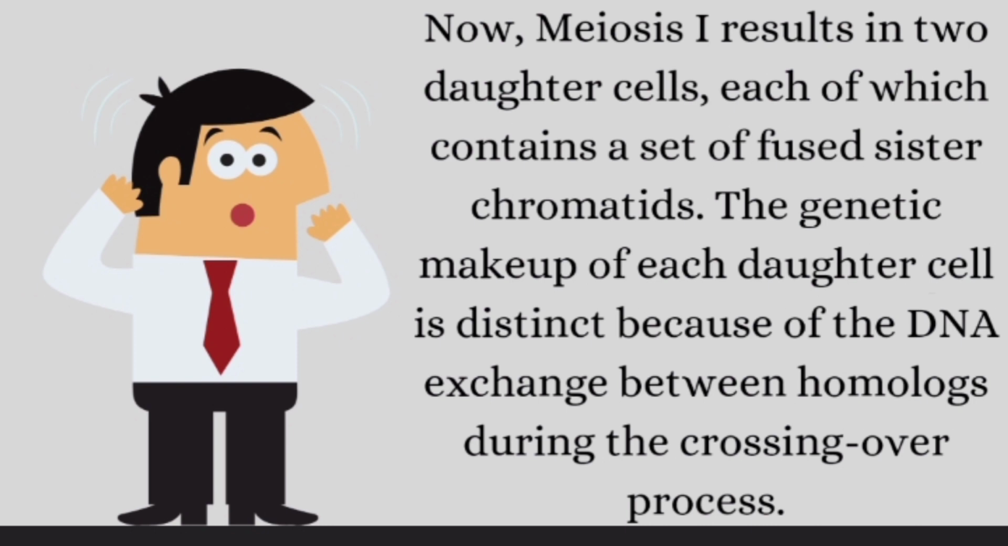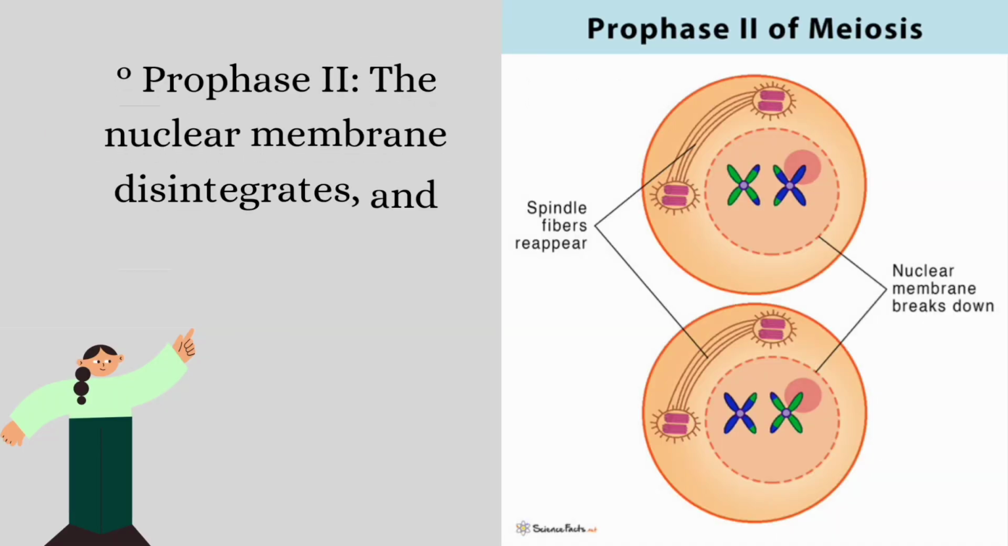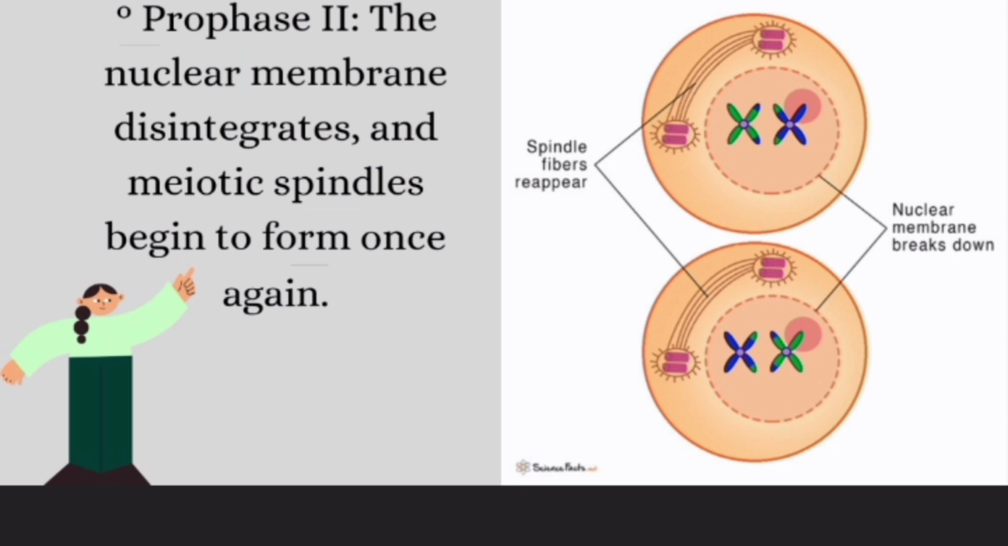The genetic makeup of each daughter cell is distinct because of the DNA exchange between homologs during the crossing over process. However, in Meiosis II, there are also 4 stages. It starts from prophase II. The nuclear membrane disintegrates and meiotic spindles begin to form once again.